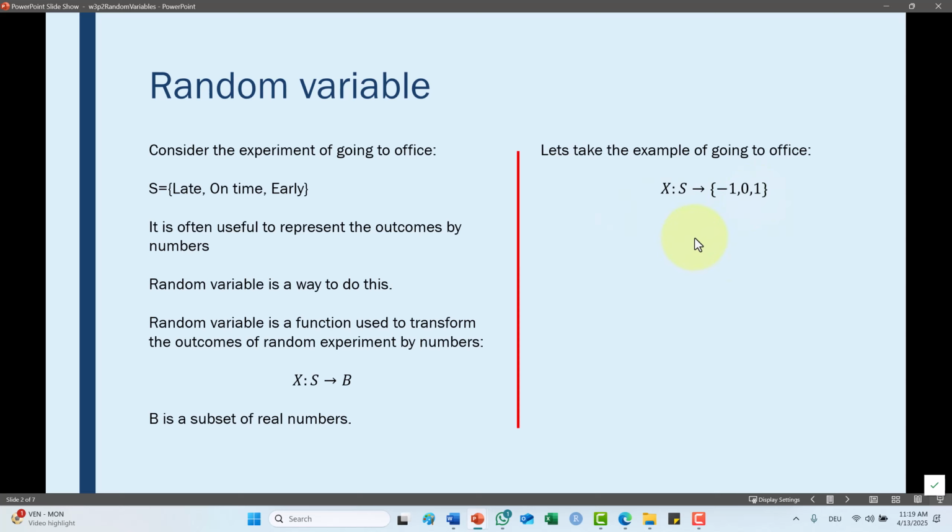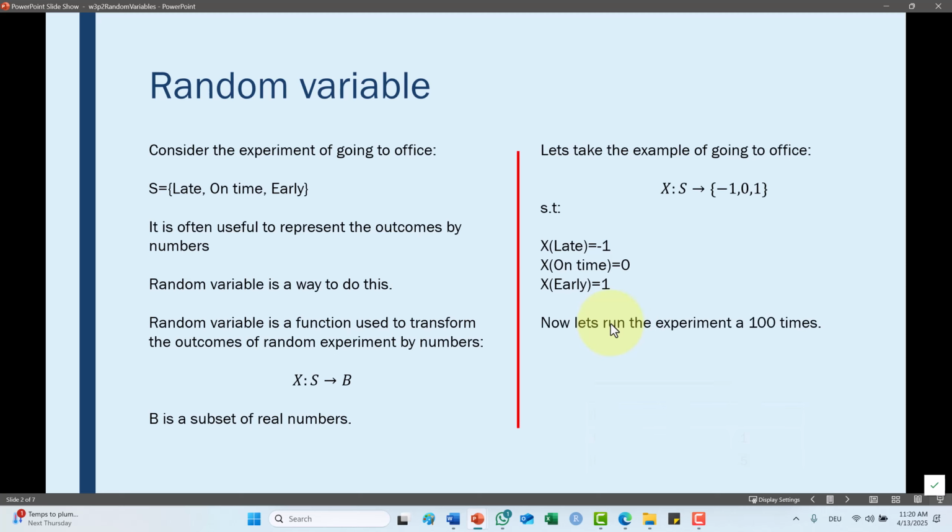And this kind of transformation of the outcomes of a random experiment to numbers is done via a function whose domain is the sample space of the random experiment and whose range is a set of numbers. This is called, in probability theory, a random variable. In this case, X of late is -1, X of on time is 0, the value of X for early arrival is 1. Remember that these numbers can be defined differently based on what the problem or the example is.